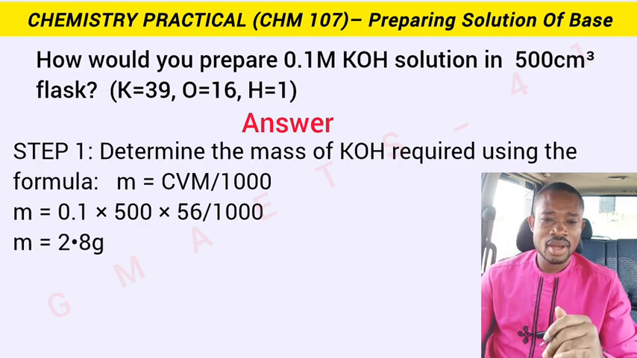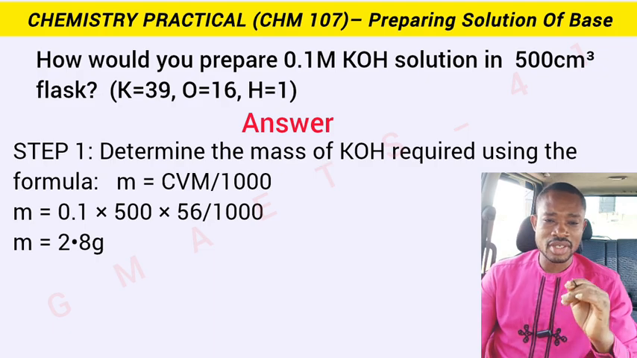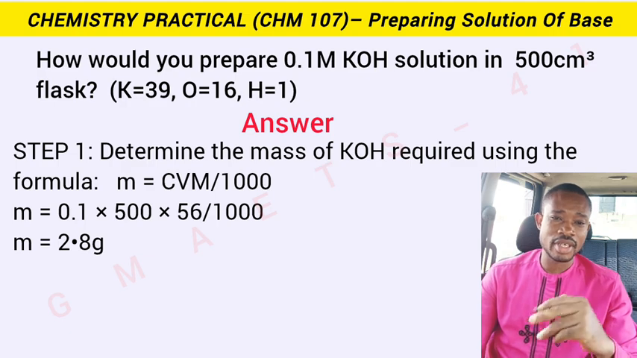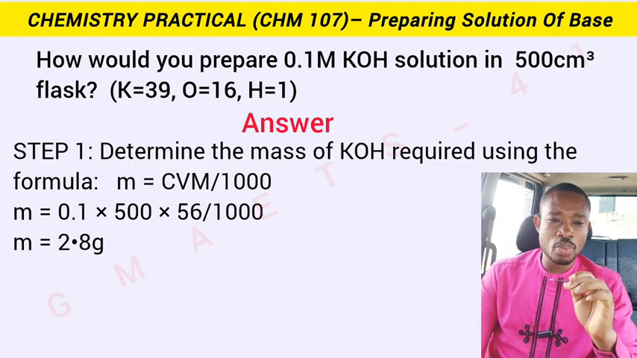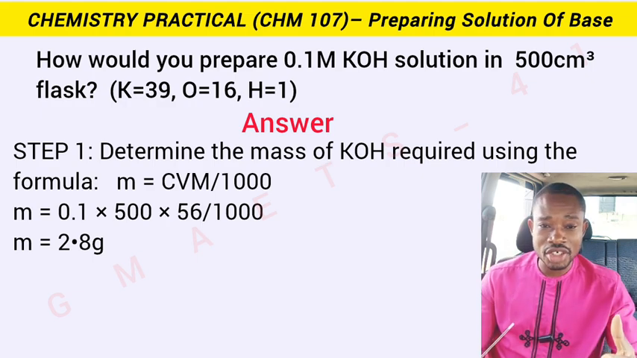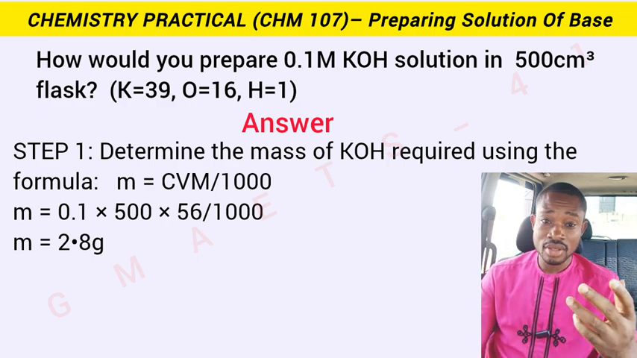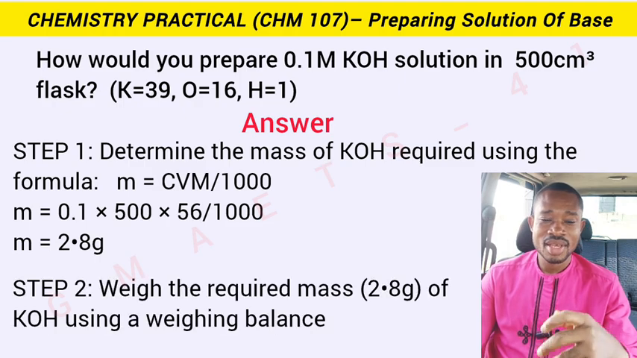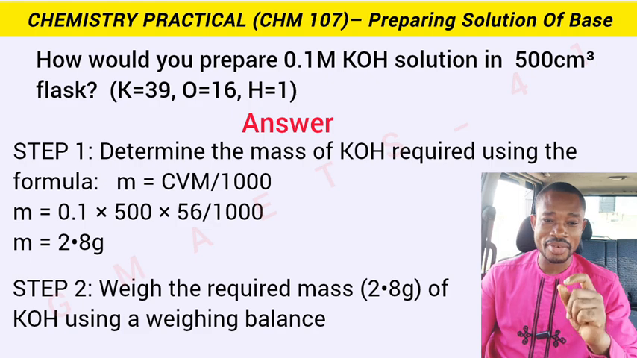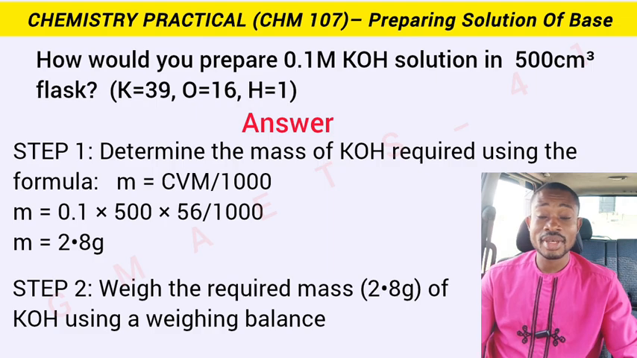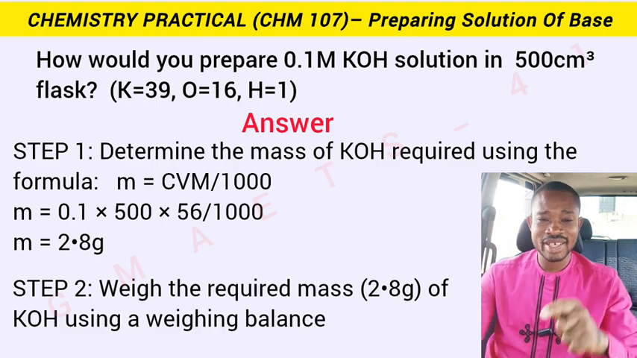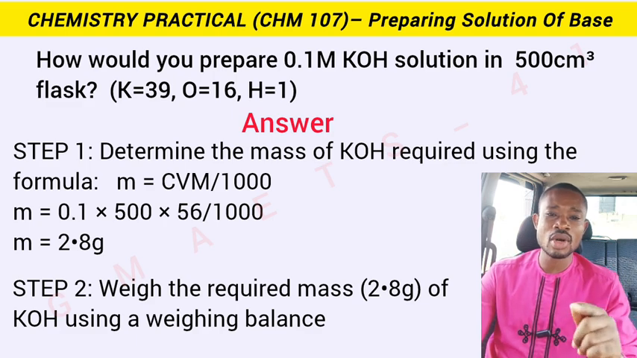So the first step has been done, which is to determine the mass of potassium hydroxide to be dissolved: 2.8 grams. Step 2: weigh 2.8 grams of potassium hydroxide using, of course, a weighing balance. You need to weigh 2.8 grams, because that is the mass of potassium hydroxide for preparing 0.1 molar potassium hydroxide in 500 cubic centimeter.